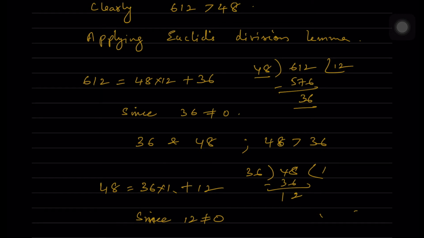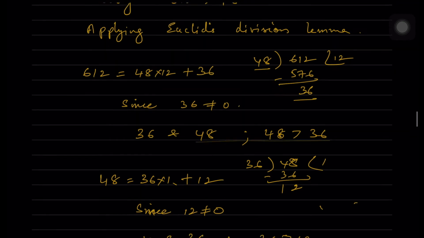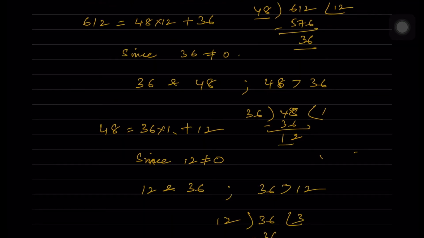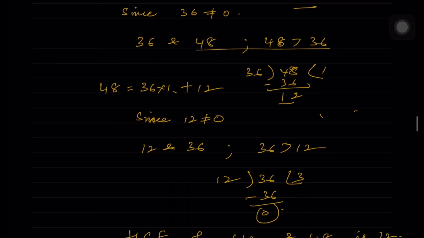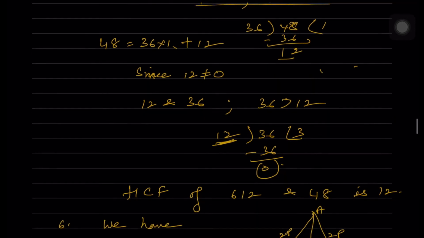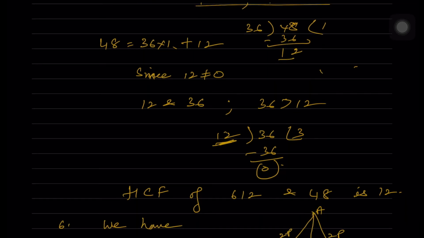You put 48, the greater number, as the dividend, and the divisor is 36. 36 ones are 36. You are getting the remainder as 12. Since the remainder is again not equal to 0, between 12 and 36 you apply Euclid's division lemma. 36 is greater than 12, so you take 36 as the dividend. 12 3s are 36, the remainder is 0. Now the divisor at this stage is nothing but the HCF of the two numbers 612 and 48. So therefore 12 is the HCF of 612 and 48.